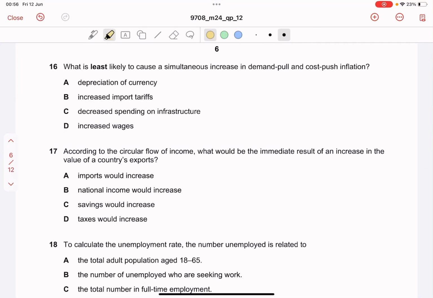Question 16 says, what is least likely to cause a simultaneous increase in demand pull and cost push inflation? Like I was saying earlier, inflation is the gradual increase in the general price level over a certain period of time, which basically means that prices are going to rise.